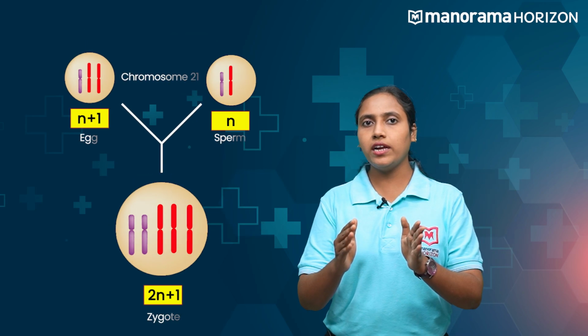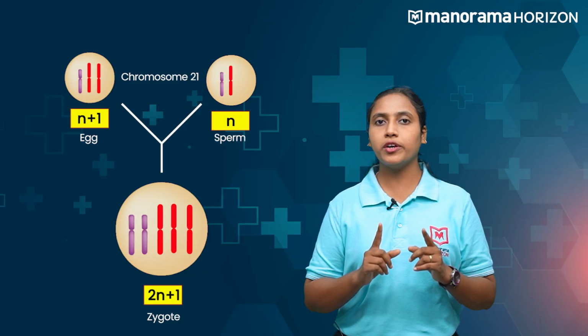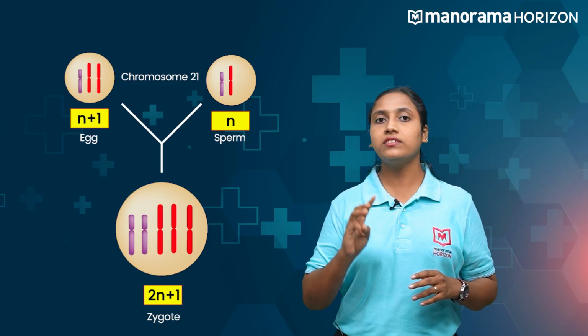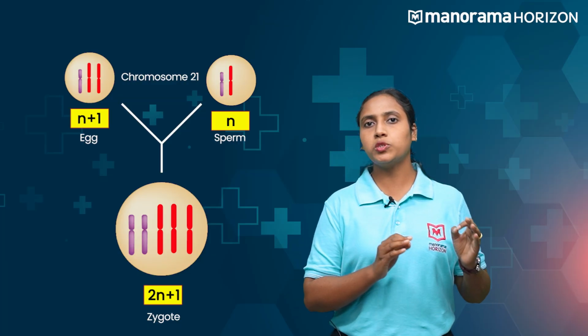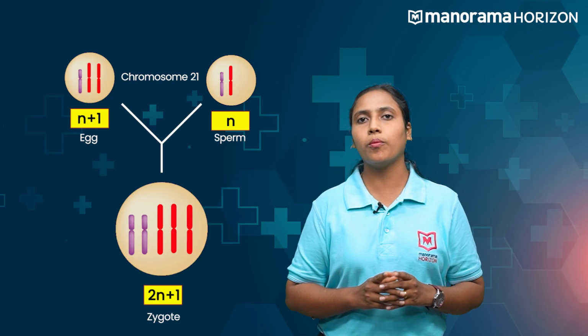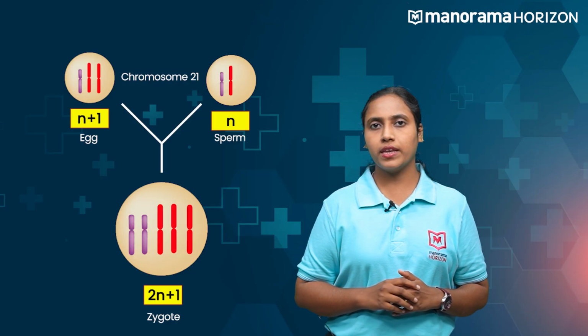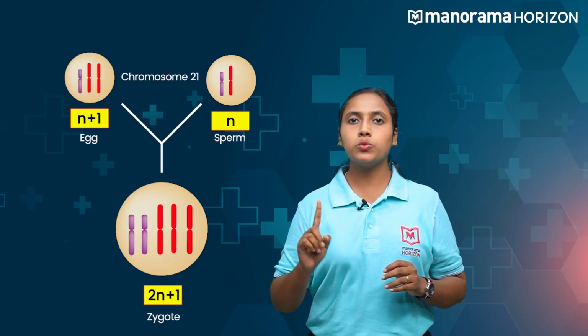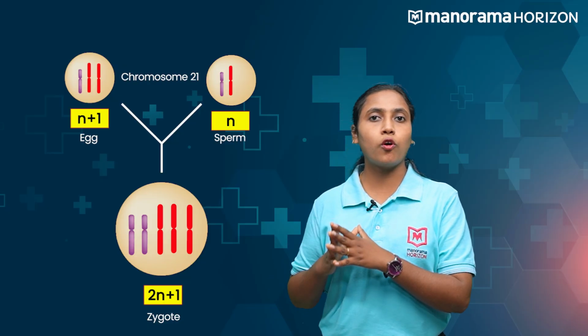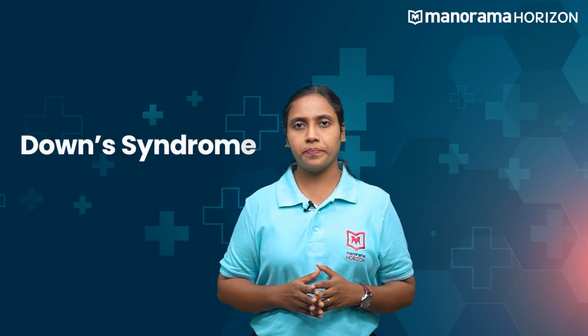Fertilization of this egg by a normal sperm would produce a zygote carrying 3 copies of 21 chromosomes, since sperms will also contribute 1 copy of chromosome 21. It will develop into an individual having 2n plus 1 or a total of 47 chromosomes. The person is said to be trisomic for chromosome 21. This syndrome is known as Down syndrome.